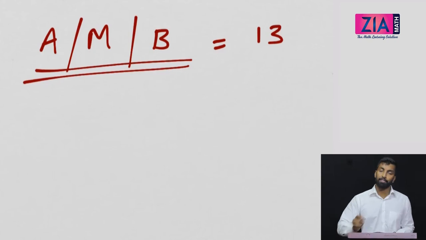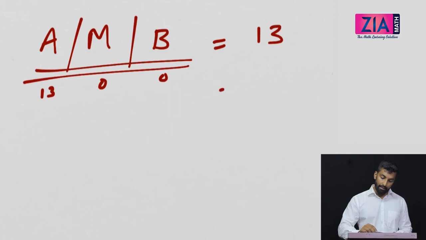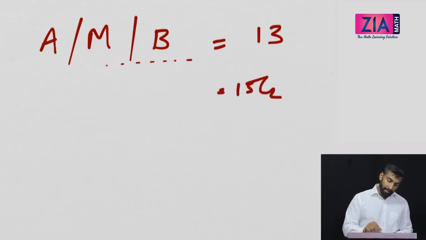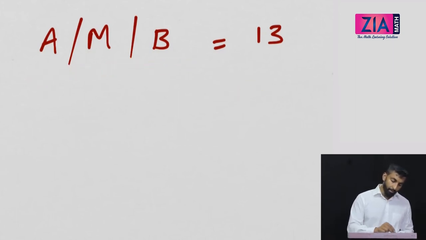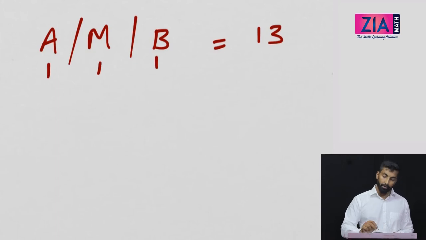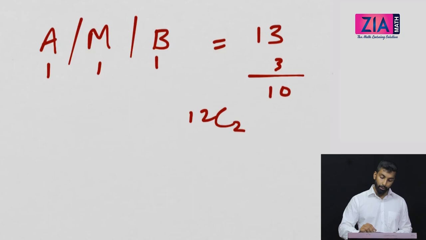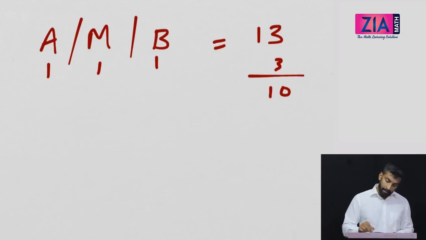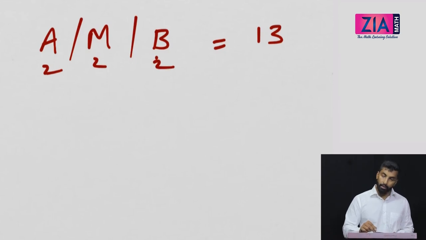Okay. Now if there is no limit, no condition, you can pick anything, right? You can pick 13 apple, 0 mango, 0 banana, or 13 mango, 0 apple and 0 banana. Okay. So what is your answer? 15C2. If there is a condition that you need to pick at least one from all, then what you need to do? Give 1, 1, 1. See, 3 is gone, then 10 is left out. Then what is your answer? 12C2. Right? If there is a condition you need to pick at least 2 from all, then you give 2, 2, 2. 6 is gone, 7 is left out. What is your answer? 9C2.